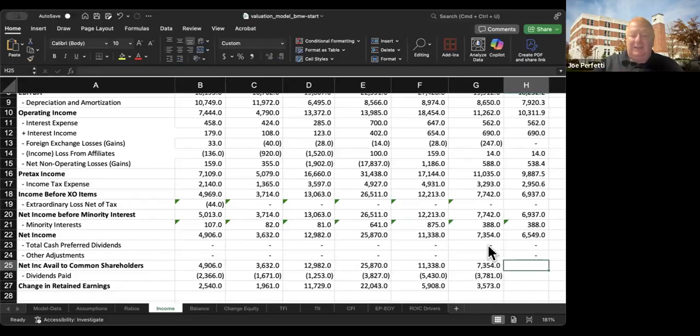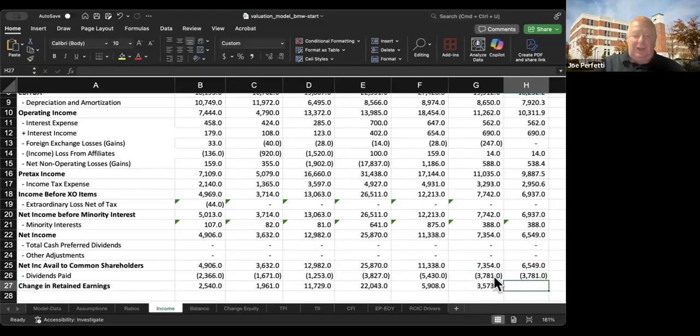That gets us net income to common shareholders. And I want you to take cell G25, copy it, go to H25 and paste it, giving us 6,549,000,000 euros in net income available to common shareholders. Common dividends. We're again not changing the dividend policy. So whatever dividends they were paying, they're going to keep paying. Equals the previous year. So H26 equals G26.